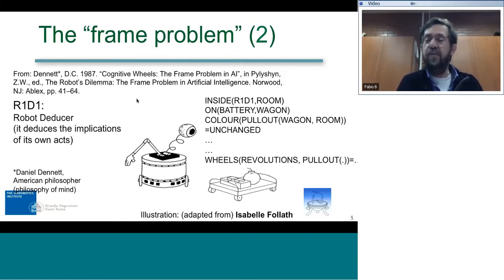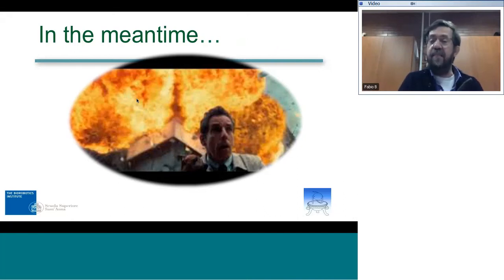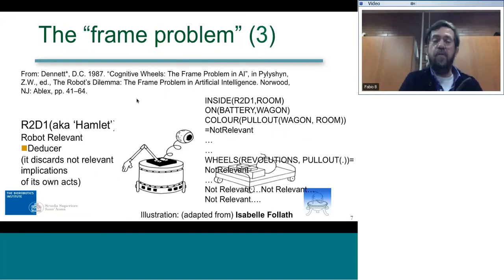And then you start to see what happens if you take out the wagon where the battery lies out of the room. So the color of the walls is not changing. The speed of wheel revolution is not changing. So you have to do a very long list of consequences. What happens is that while the system is reasoning about all the potentially infinite consequences of its acts, the bomb explodes again. So where is the problem?